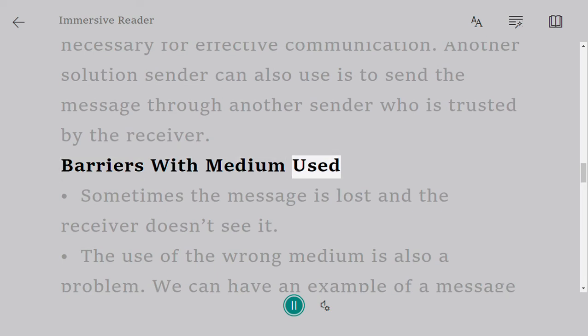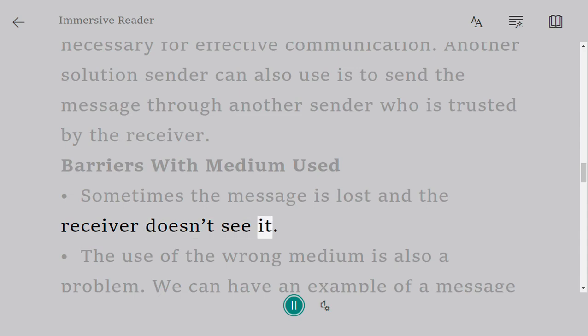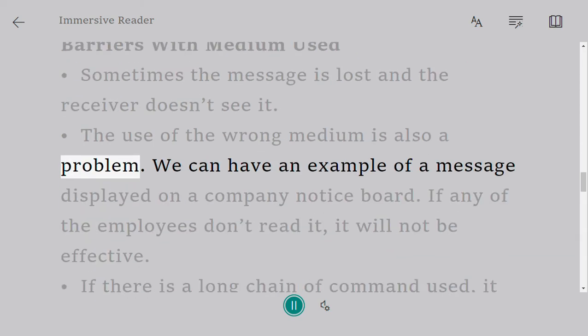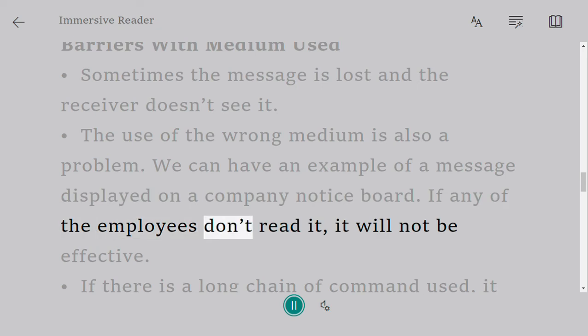Barriers with medium used. Sometimes the message is lost and the receiver doesn't see it. The use of the wrong medium is also a problem. We can have an example of a message displayed on a company notice board. If any of the employees don't read it, it will not be effective.